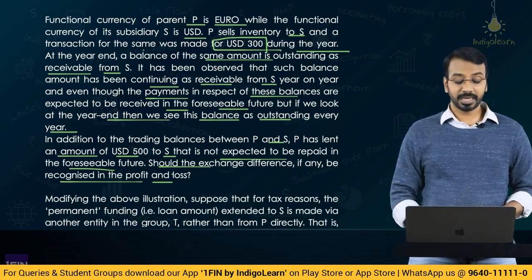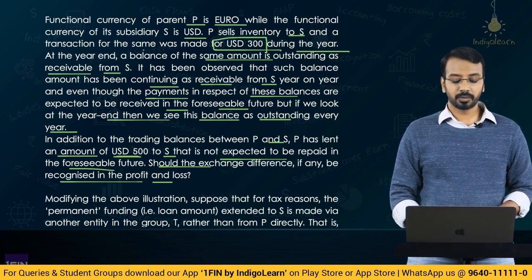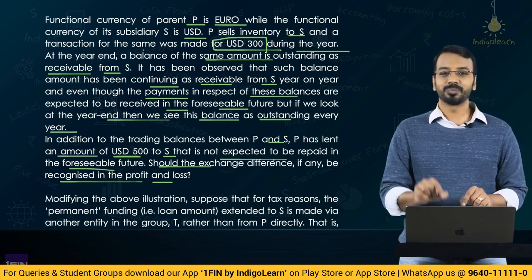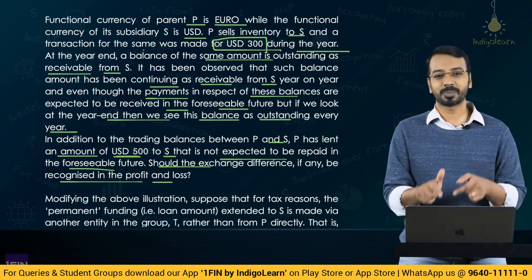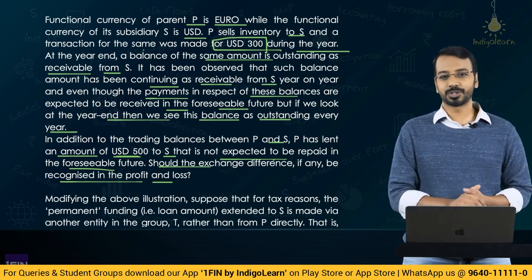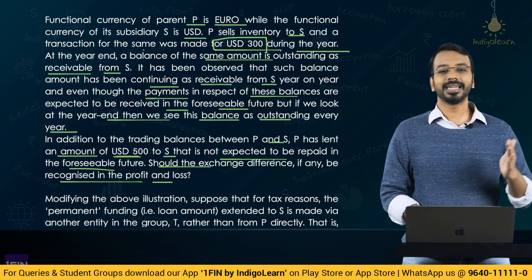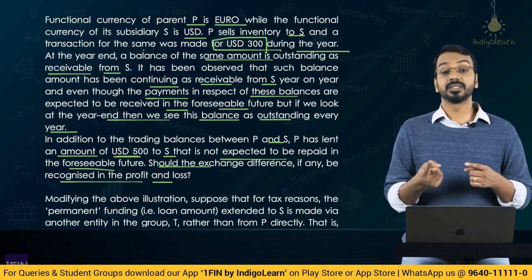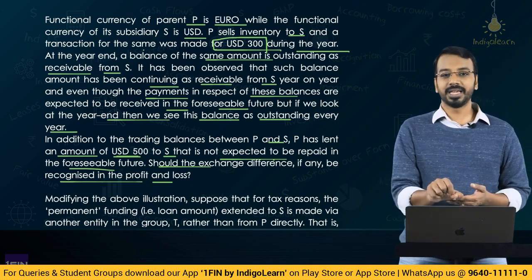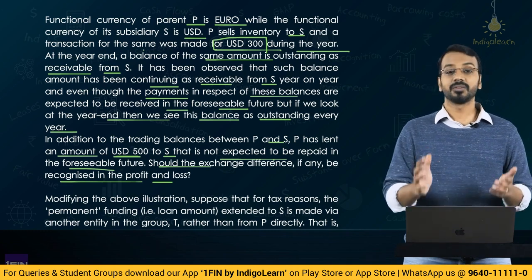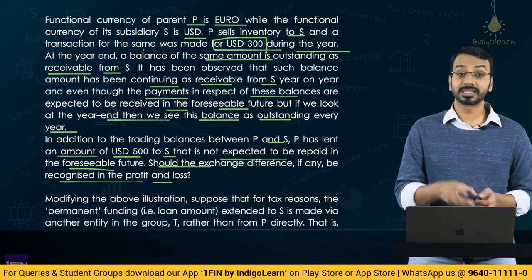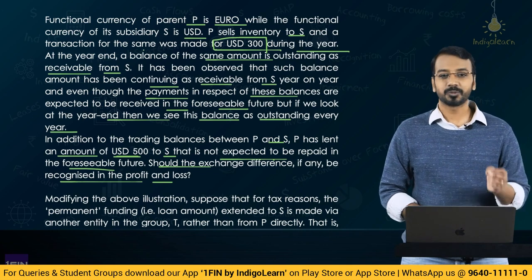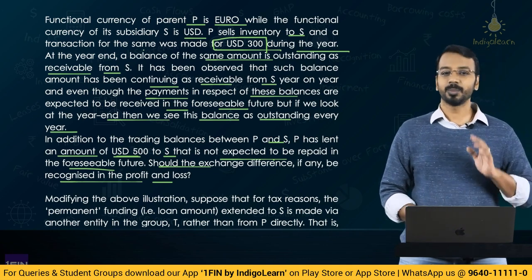Now, the second part of it, which says there is a loan amount of $500 which is not expected to be repaid in the foreseeable future. If a monetary item in the nature of a long-term receivable is not expected to be repaid in the foreseeable future, then it forms a part of net investment in foreign operation. When it forms a part of net investment in foreign operation, the gain or loss will be recognized in the P&L in the standalone financial statements, whereas in the consolidated financial statements, the gain or loss on this loan which is not expected to be repaid will be recognized in OCI and not in the P&L.